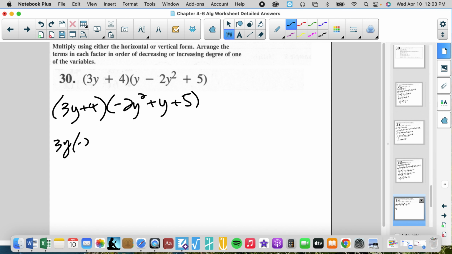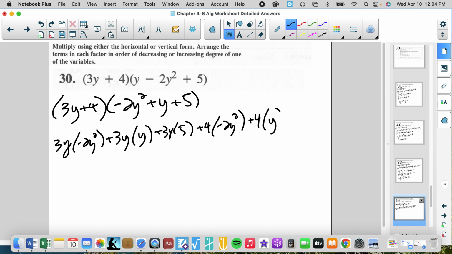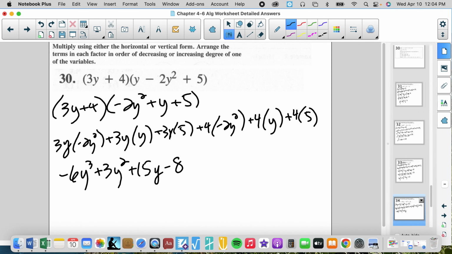3y times negative 2y squared plus 3y times y plus 3y times 5. Oh, that was not a 3y. 3y times 5 plus 4 times negative 2y squared plus 4 times y plus 4 times 5. Negative 6y to the third plus 3y squared plus 15y minus 8y squared plus 4y plus 20.